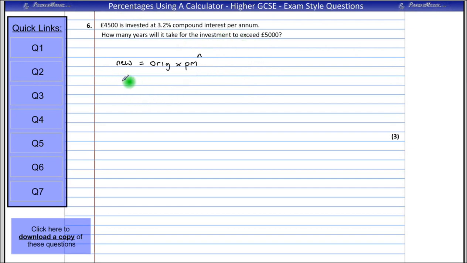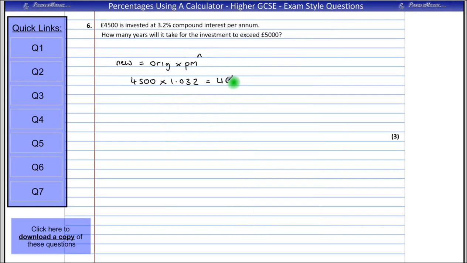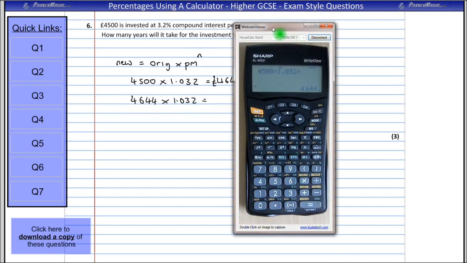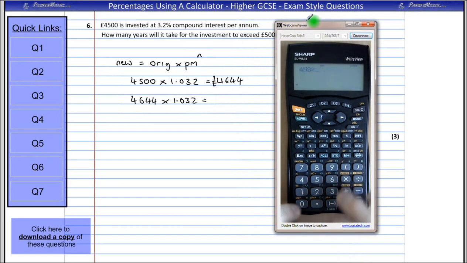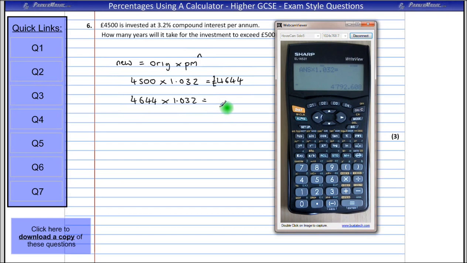So what we could do is start with our original amount, which is £4,500, and multiply it by a percentage multiplier. Well, if this is 3.2%, that will be 1.032. And if we do that, 4,500 times 1.032 gives us 4,644. So it's not reached 5,000 yet, so then the next year we would end up with 4,644. We would multiply it by the same percentage multiplier again. Quick way of doing that, using your calculator, it automatically stores the last answer, so I can just say times 1.032, and I get this, £4,792.61 if we round it.